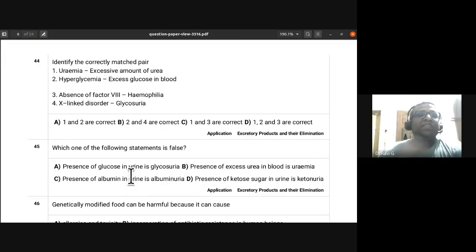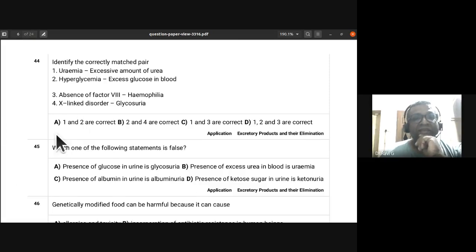44th, identify the correctly matched pair. Uremia, excessive amount of urea. Hyperglycemia, excessive glucose in blood. Absence of factor 8, hemophilia, X-linked disorder. Glycosuria. So identify the correctly matched pair.